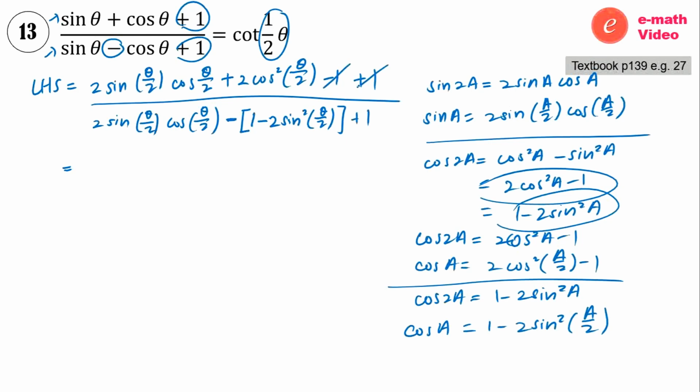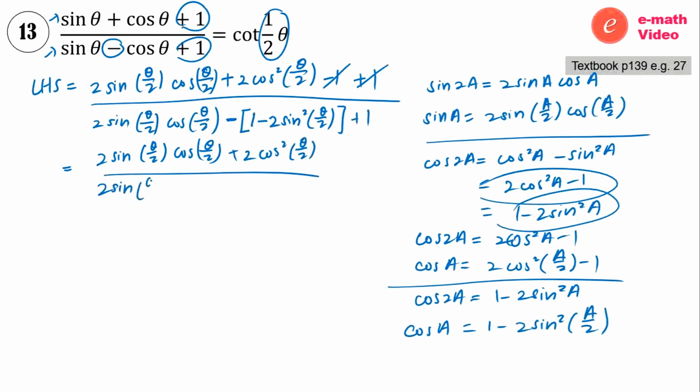Maybe we write it like this first: 2 sine theta over 2 cos theta over 2 plus 2 cos square theta over 2. On below, 2 sine theta over 2 cos theta over 2, then minus 1 plus 1 is 0. Minus minus becomes plus 2 sine square theta over 2.